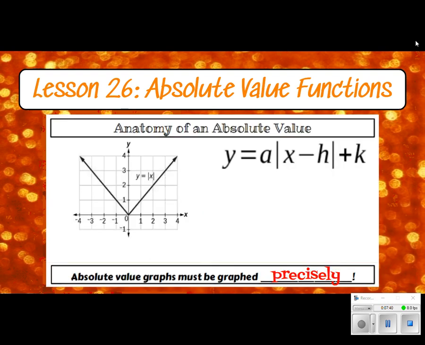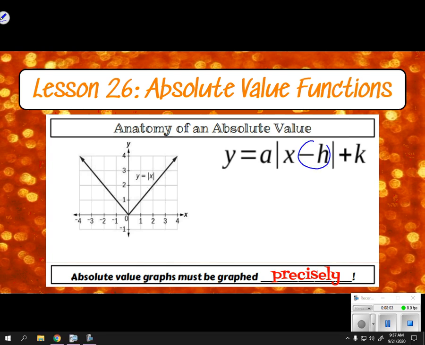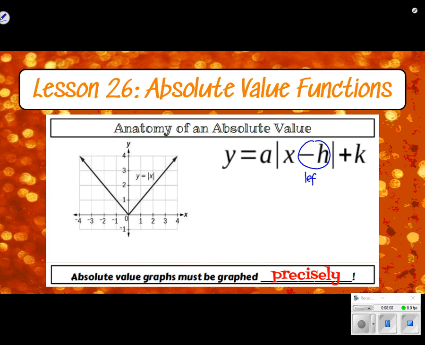All right, so let's look at the anatomy of absolute value, but I just want to make sure you know absolute value graphs must be graphed precisely. And so what we're going to be doing here is looking at the structure of the equation, and we've already looked at that a little bit, but we're going to just review this. It's really good for test 3, right? So minus h is going to control left or right.